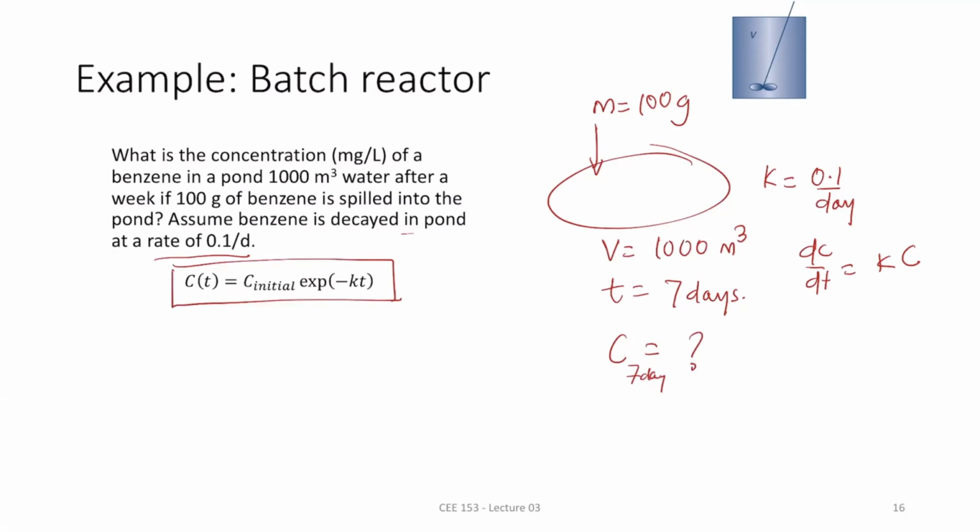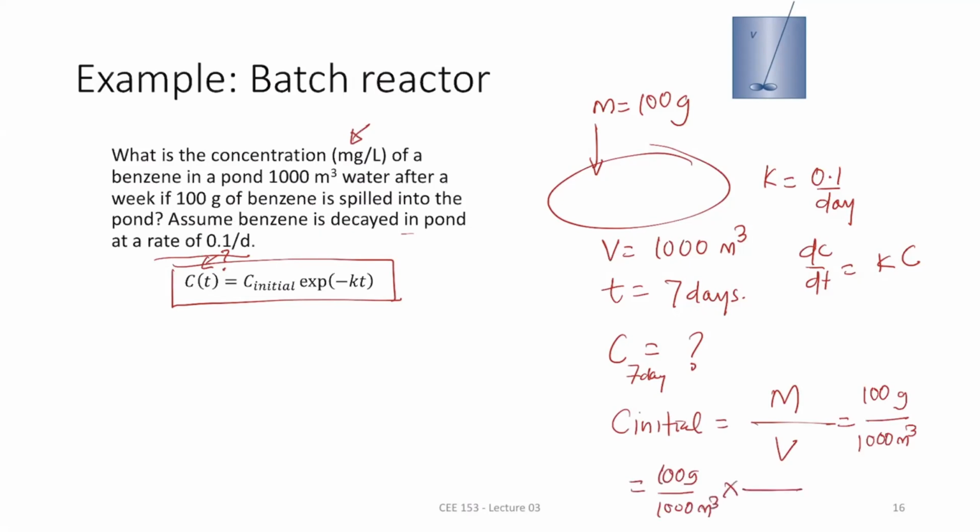The point is, you know the time, t equal to 7 days, K is given, and Ct is what you are calculating. What you don't know is the initial concentration. It's given in a different way, so you just have to calculate it. C initial is the amount of mass you added divided by the volume of water in the pond. Initially you add 100 gram of benzene, and the volume is 1000 meter cube. But I asked for the concentration in milligram per liter, so you have to change the units. I'm going to write 100 gram per 1000 meter cube so that I can convert. 1 gram is 1000 milligram, and then you know that 1 meter cube is 1000 liter.